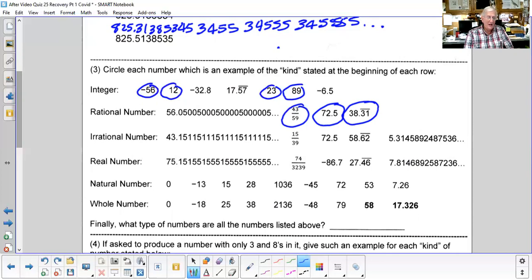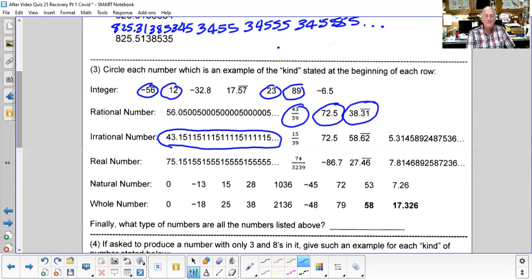Okay, let's pick out the irrational numbers in the category that says irrational numbers. Starting it out, that first one definitely is showing a pattern, isn't it? So that's irrational. 15/39, nah, it's a fraction. It's rational. 72.5, terminating decimal. It's rational. 58.62 with a bar over the 62. 62, 62, 62, 62 forever is a repeating decimal. No good.